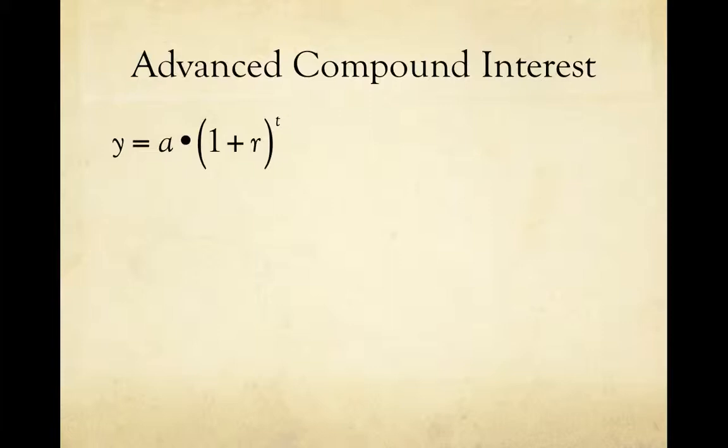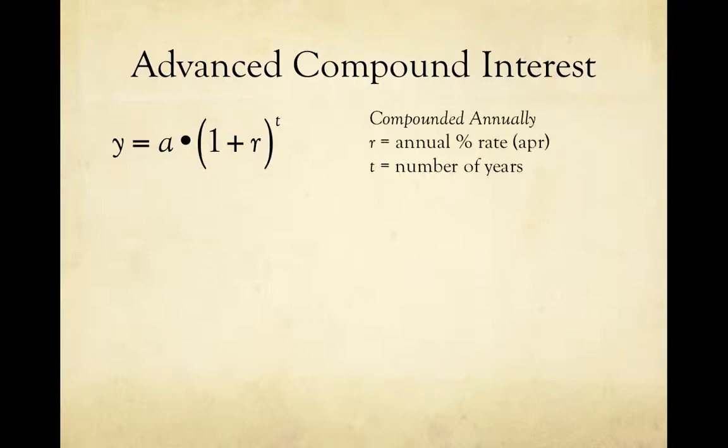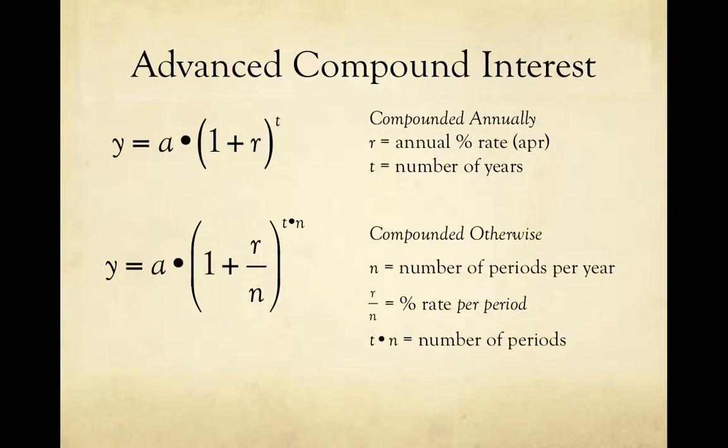But there is more advanced compound interest, and so let's just take a look at that for a second. This is what we were using when we were compounding annually. Okay, it's just our exponential growth model with A representing our initial amount. R is going to be our annual percentage rate, sometimes called the APR when you're talking about compound interest, and T is going to represent the number of years. Okay? But what if we want to compound on some other timetable? Okay, then things get a little bit more complicated.